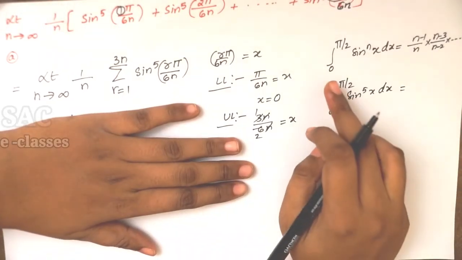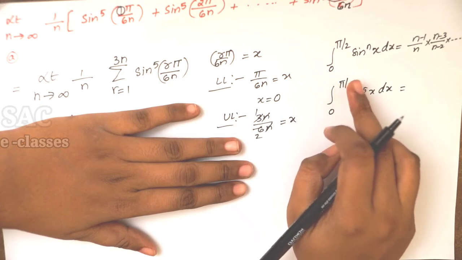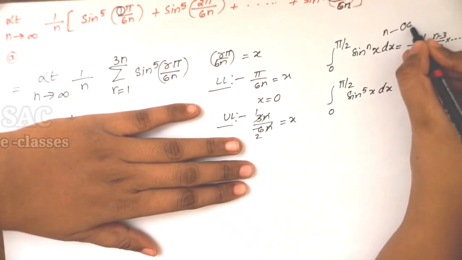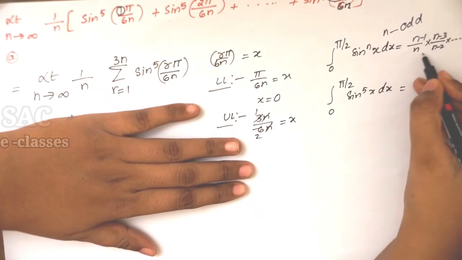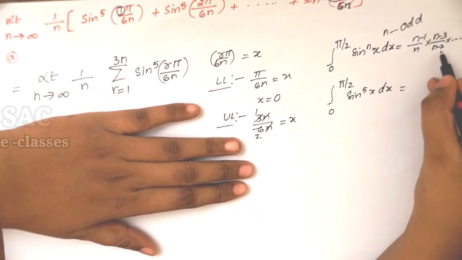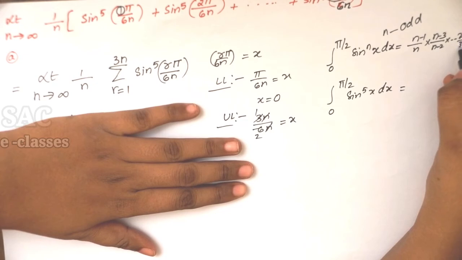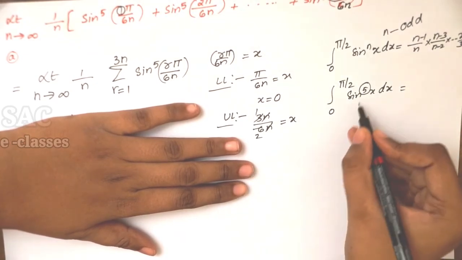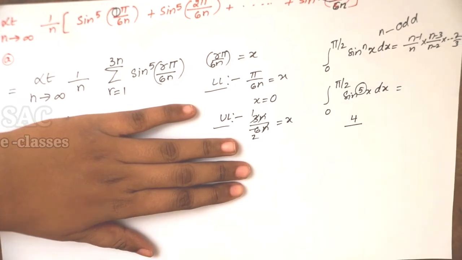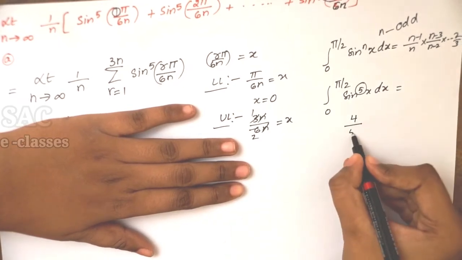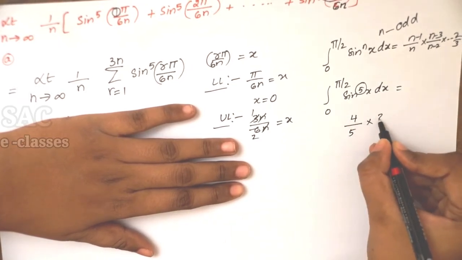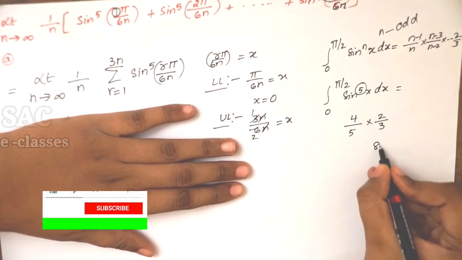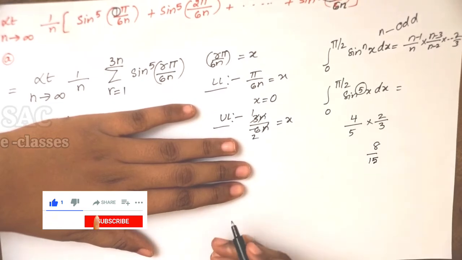We know that the integration of 0 to pi by 2 sin power nx dx, when n is clearly an odd number, is n minus 1 by n into n minus 3 by n minus 2, which will end with 2 by 3. See here, 5 is an odd number, so 5 minus 1. So start with an even number, 4 by 5, into the next even number, 2 by 3. That's it. We got the answer. 8 by 15 is the answer.